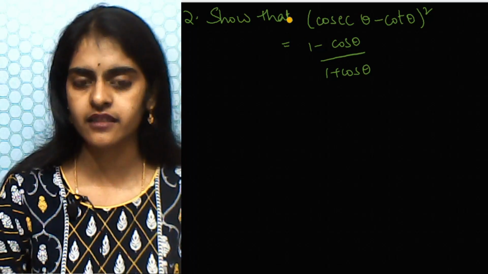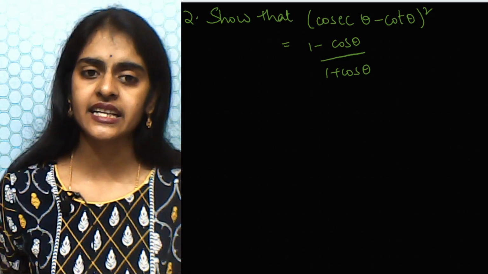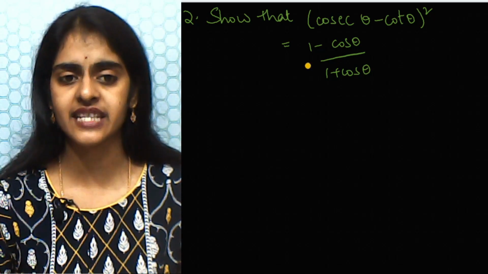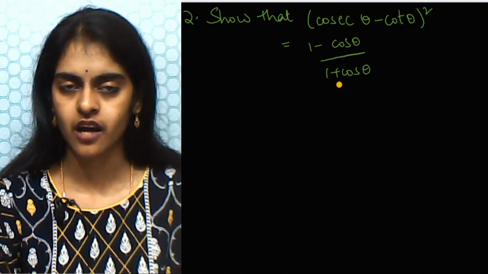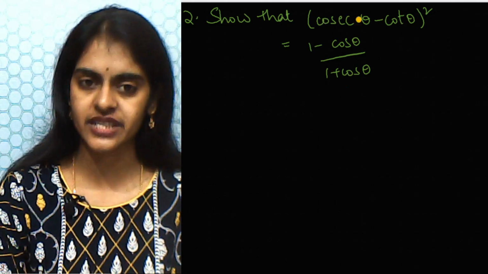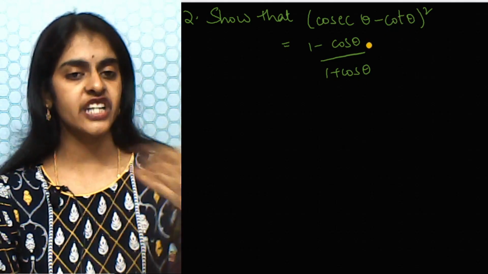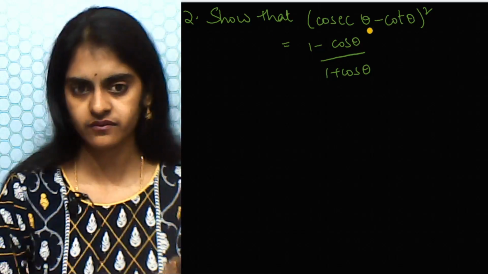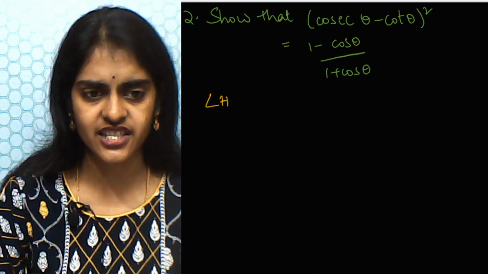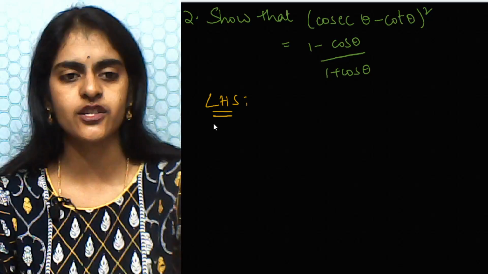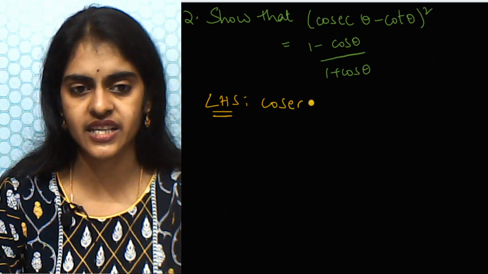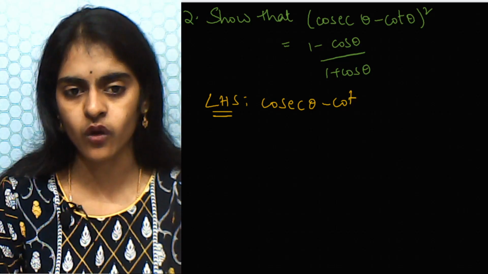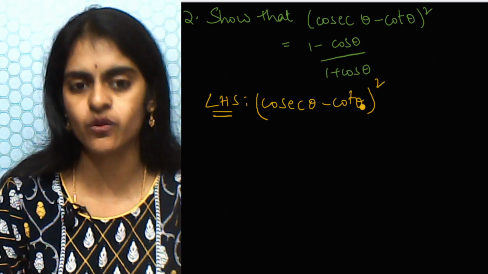Show that cosecant theta minus cot theta whole square is equal to 1 minus cos theta divided by 1 plus cos theta. So here also you have cosecant and cot. As I told you, you will change it into sine and cos. Let us take the LHS first. What do you have? You have cosecant theta minus cot theta whole square.